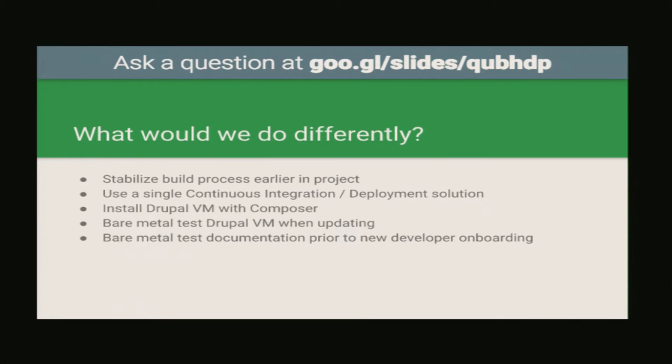And also, speaking of new developer onboarding, bare metal test the documentation prior to new developer onboarding. Midway through the project, we brought on someone to work on the front end, and the onboarding process used to take an hour. It took him a week. Some of that was because of Drupal VM differences. Some of it was that the documentation had stagnated while the project continued to evolve. Some of it was because the developer was not particularly self-starting, so he kind of floundered about. It was not an efficient use of resources or time. That developer did not continue with the project forever.